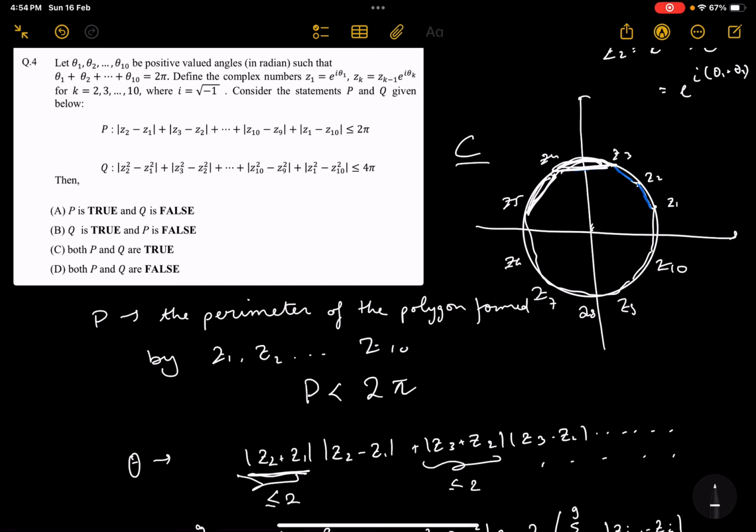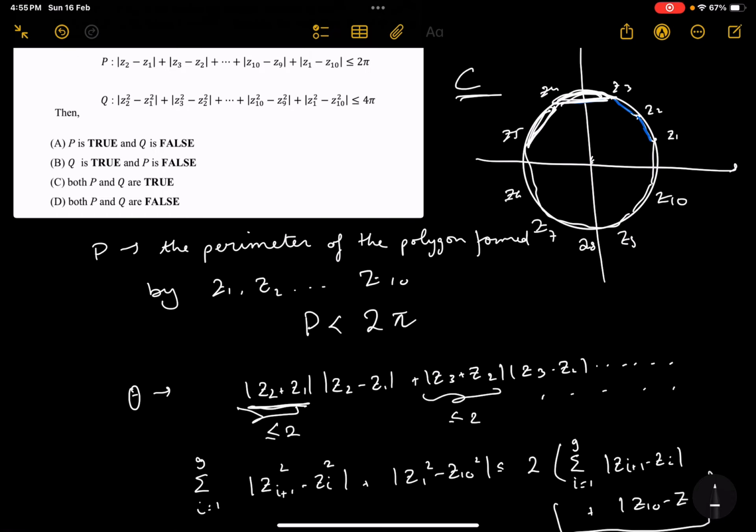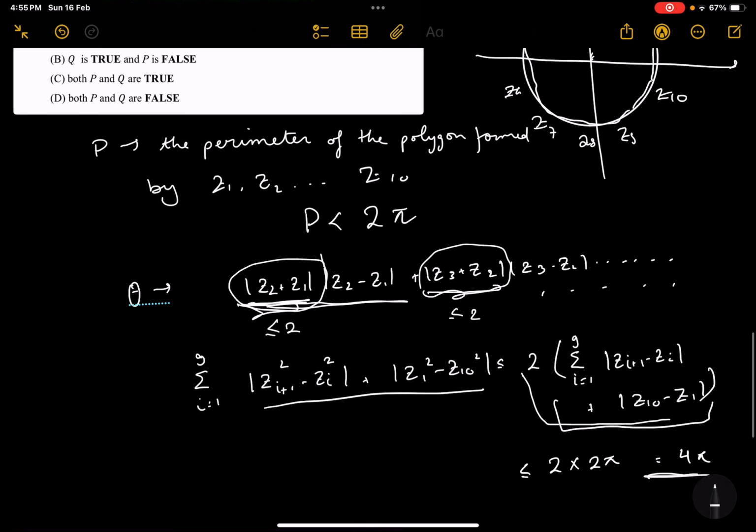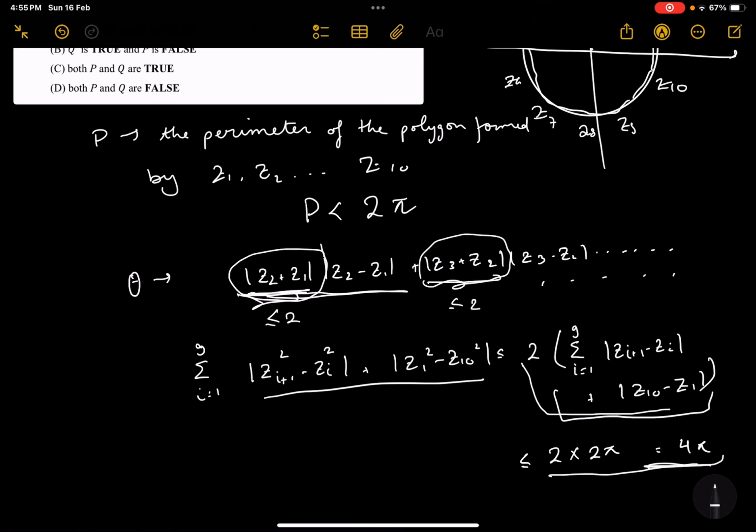To summarize, the expression in statement P is the perimeter of the polygon, and the expression in statement Q can be bounded by twice the perimeter of the polygon, because we can write each of these terms in this manner, and terms like the modulus of z2 plus z1, the modulus of z3 plus z2, each of these would be less than 2. So this whole expression would be bounded by 2 times the perimeter of our polygon, which is less than or equal to 2 pi. So the whole thing would be less than or equal to 4 pi.